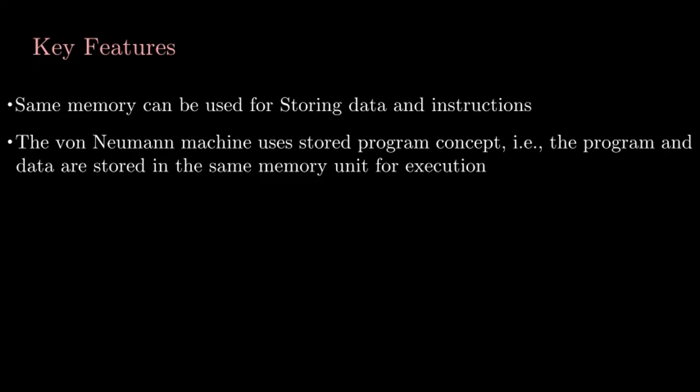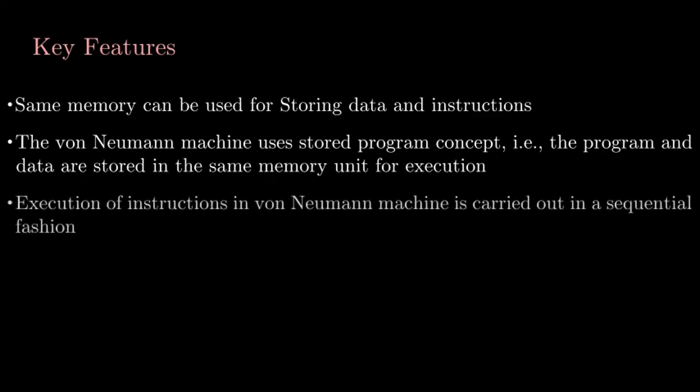Entering and modifying these programs was very difficult as they were entered manually by setting switches. Plugging and unplugging of switches was also very difficult. This led to some costly mechanisms and costly computers. Execution of instructions in the von Neumann machine is carried out in a sequential fashion, unless explicitly altered by the program itself, from one instruction to the next. This will allow us to pinpoint if there is an error in the program code.